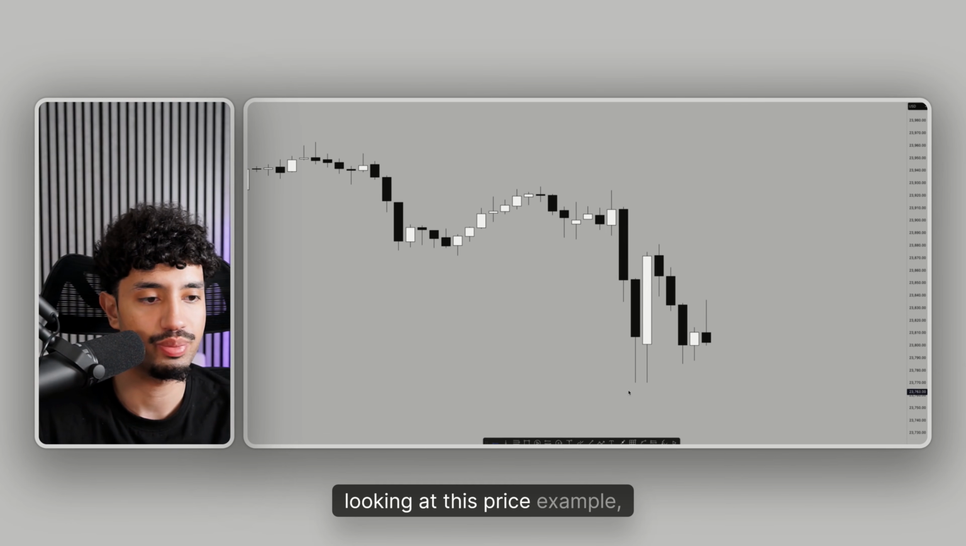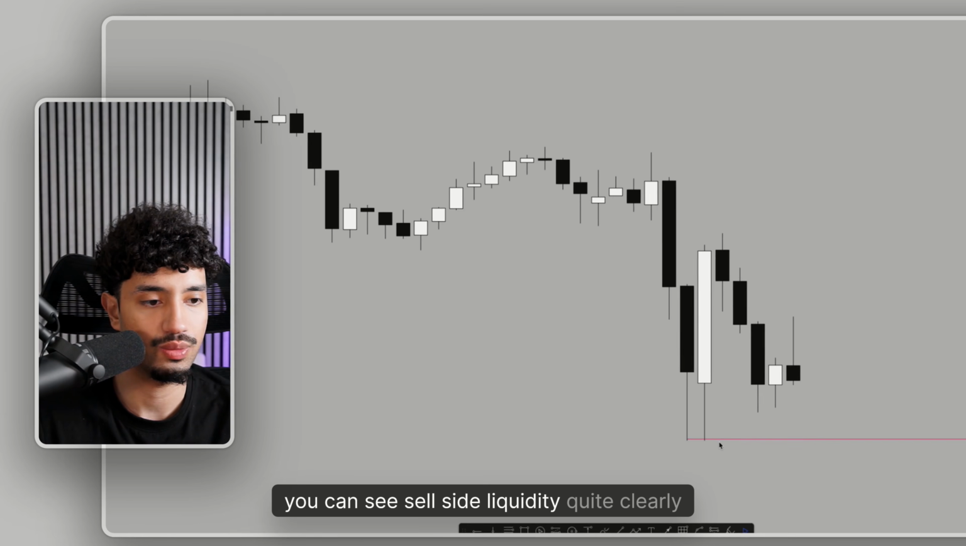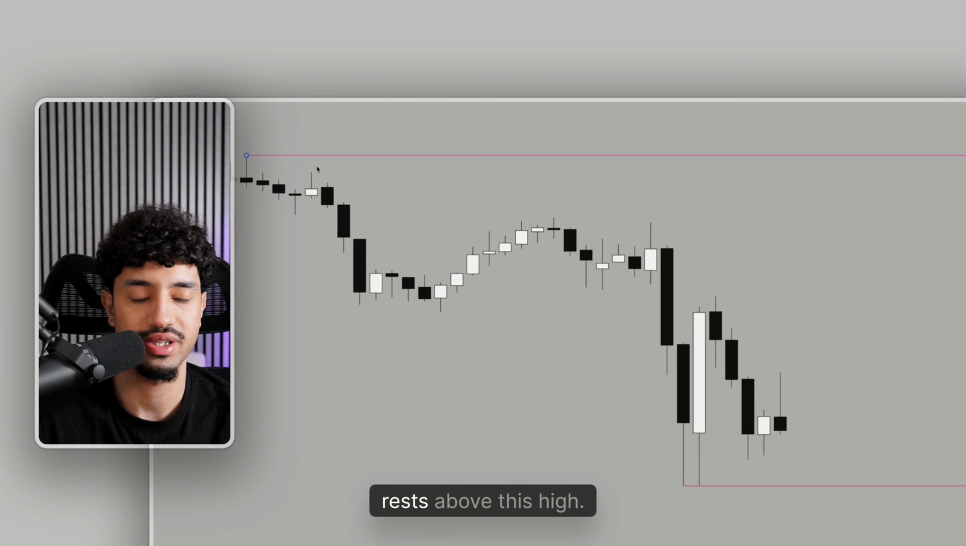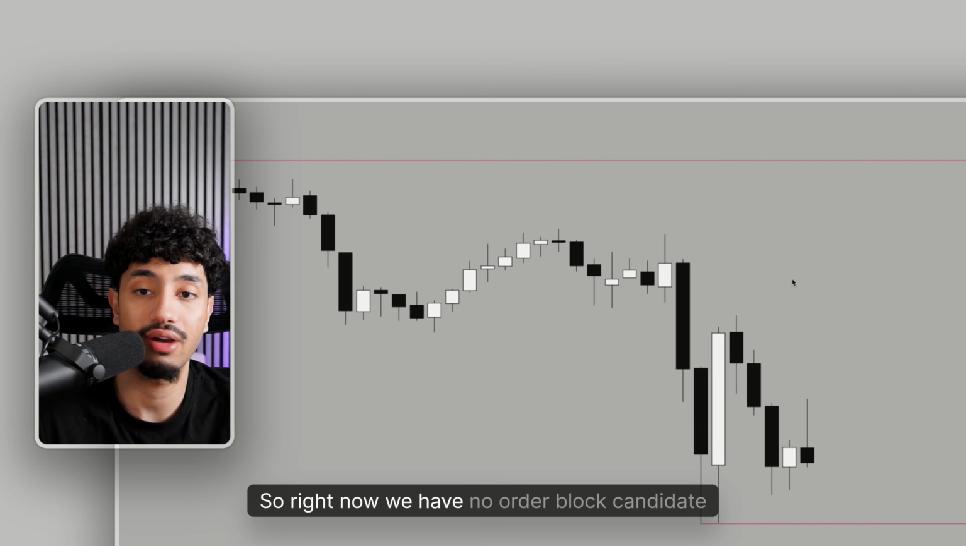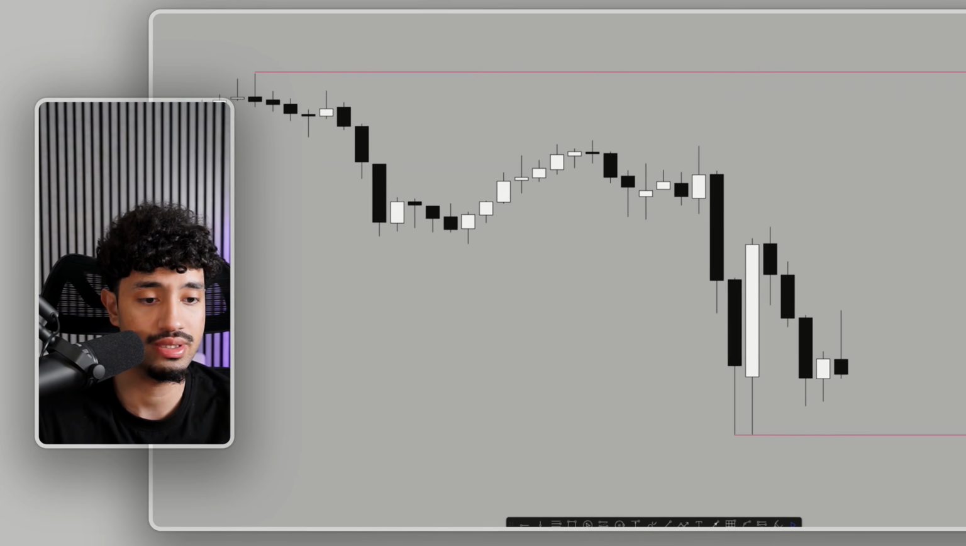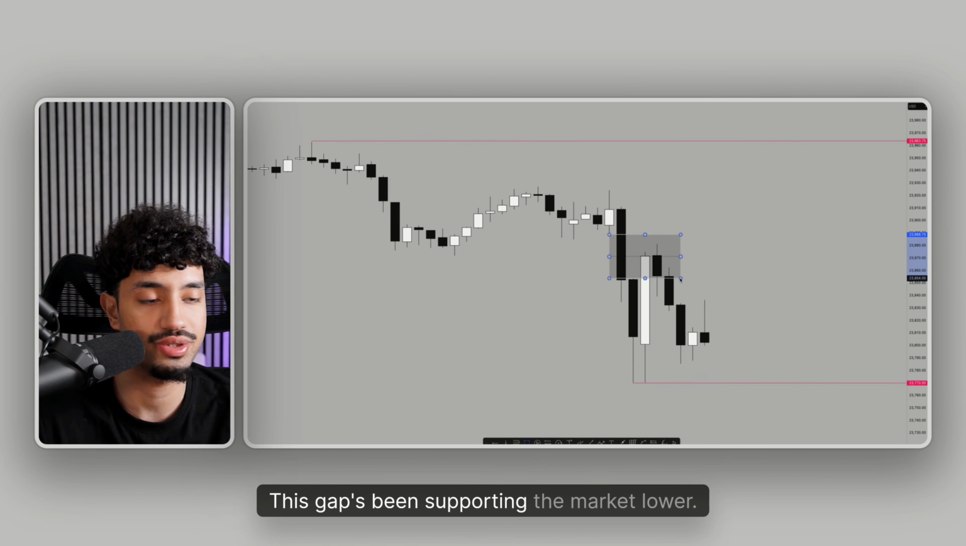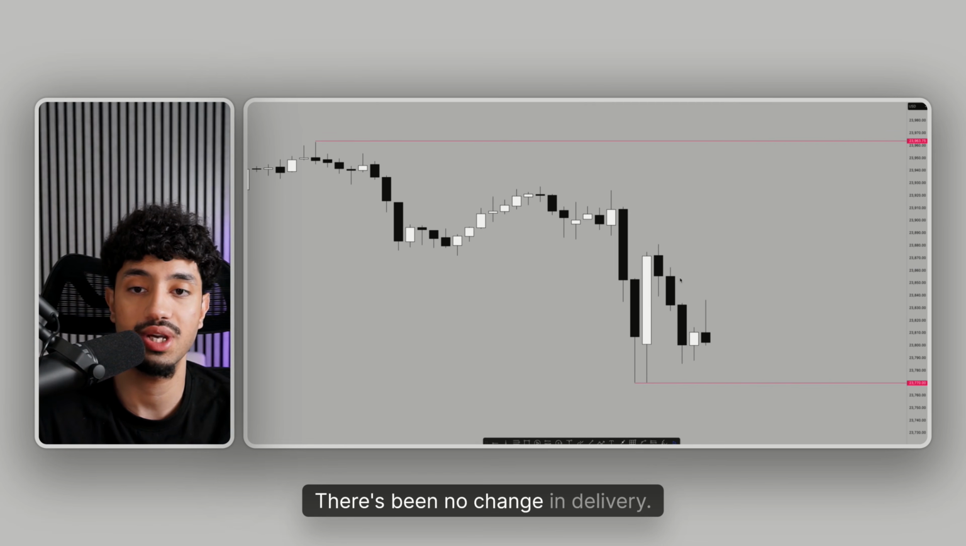Okay, looking at this price example, you can see sell side liquidity quite clearly rests below these lows and buy side liquidity rests above this high. Right now we have no order block candidate because this is where we traded into a fair value gap. This gap's been supporting the market lower. There's been no change in delivery. So right now, all we have to do is wait for an order block candidate to form.